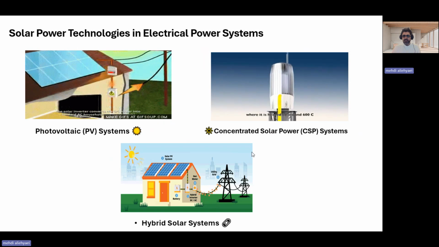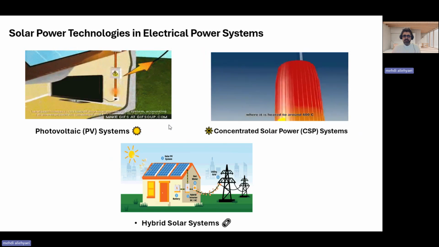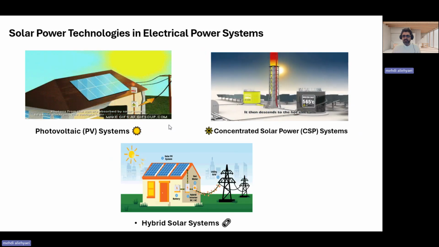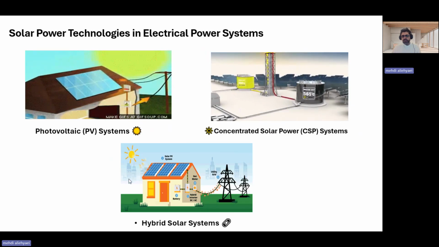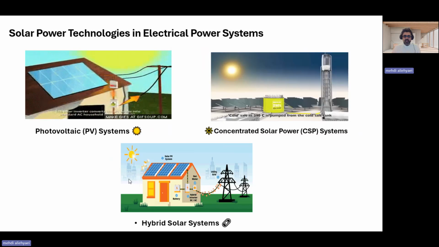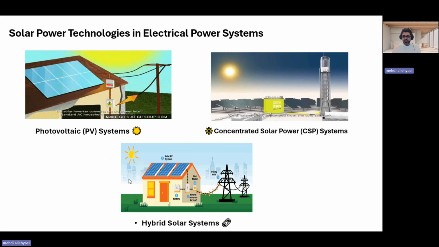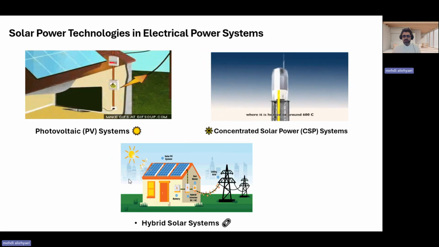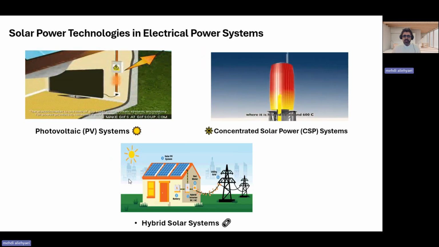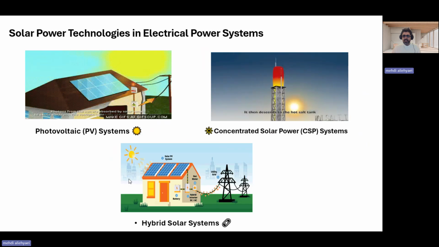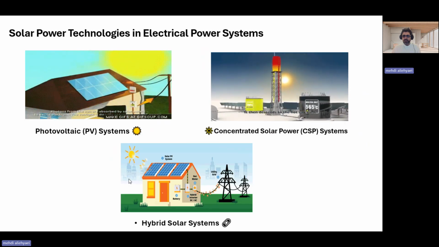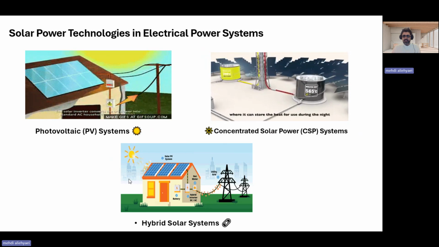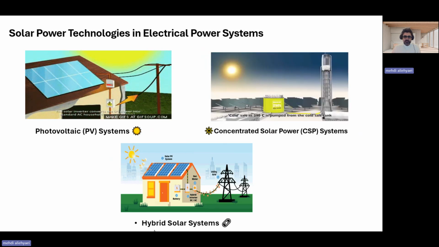CSP, the abbreviation for concentrated solar power, is mainly used in large power plants and can have thermal storage. Also, we have another type, hybrid solar systems, which combine solar power with other energy sources or storage systems. This combination helps improve reliability and ensures a more stable electricity supply when solar energy is not available.